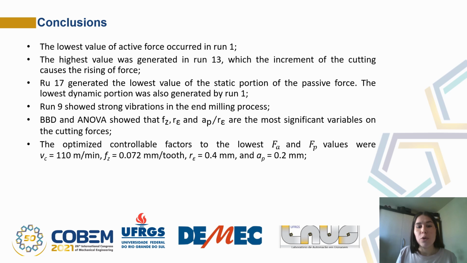The optimal control factors to generate the lowest active and passive force values were cutting speed of 110 meters per minute, depth of cut of 0.2 millimeters, feed per tooth of 0.072 millimeters per tooth, and nose radius of 0.4 millimeters.